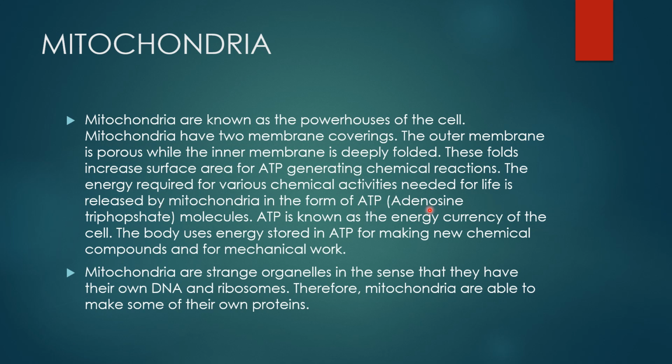ATP क्या होता है? Adenosine triphosphate. Okay, ATP molecules के form में release होगा. ATP is known as the energy currency of the cell. Okay, the body uses energy stored in ATP to make new chemical compounds and for mechanical work. Now, mitochondria are strange organelles in the sense that they have their own DNA and ribosomes. Very important. So mitochondria is able to make some of its own proteins as well, right?